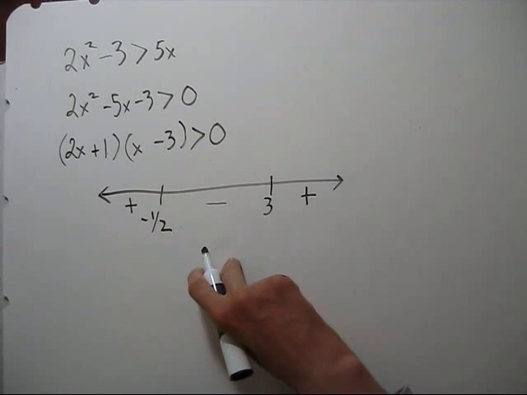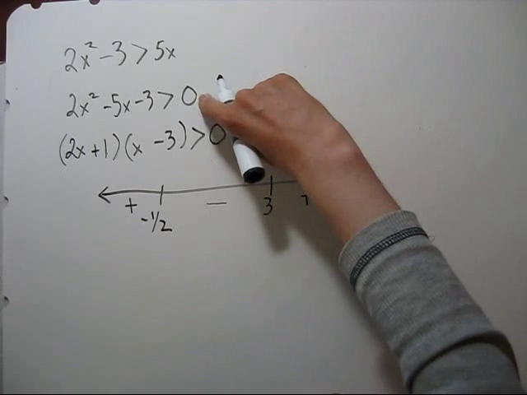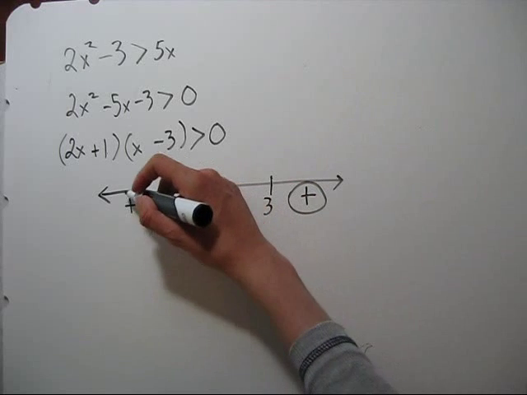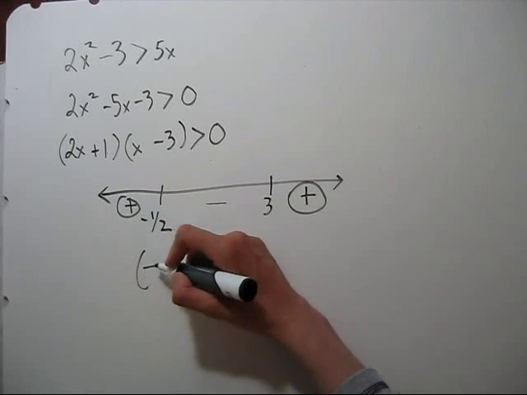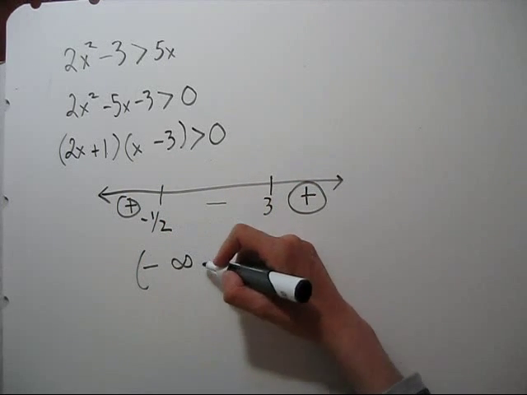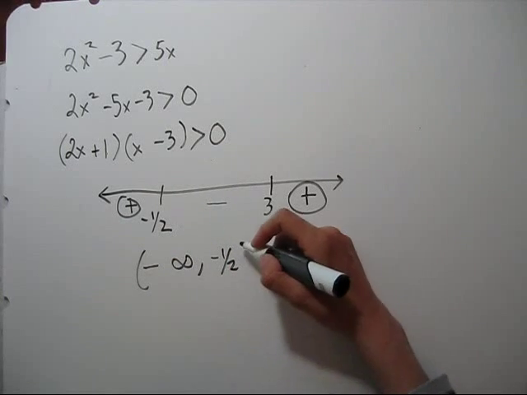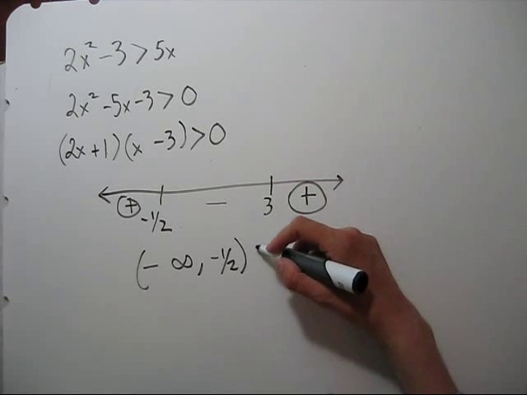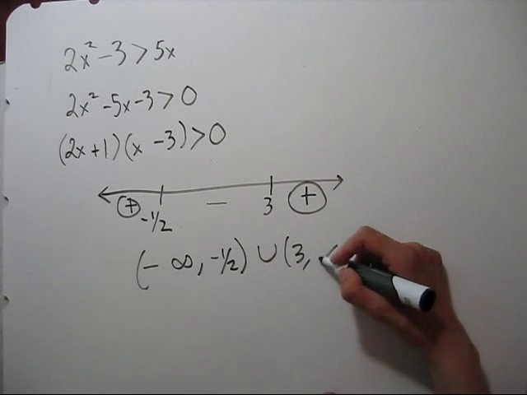Now we interpret our number line. We want to be greater than 0, so we're going to want these positives. So our answer is -∞ to -1/2. We don't include -1/2 because it's strictly greater than 0. Union 3 infinity.